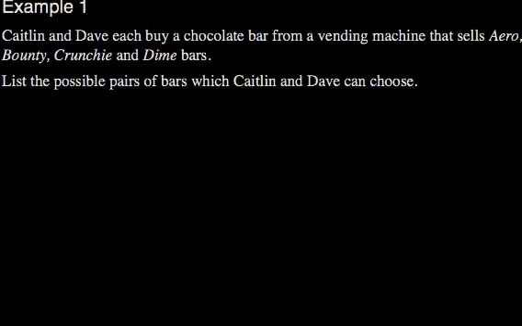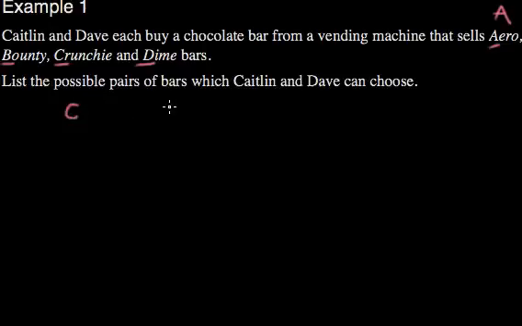In this question, you've got two people who both buy a chocolate bar from a vending machine, and that sells an Aero, Bounty, Crunchy, or Dime. And you can see here that each one of these is just the first letter of the alphabet, so A, B, C, and D. The reason they've done that is so that instead of writing Aero, you just write the letter A.